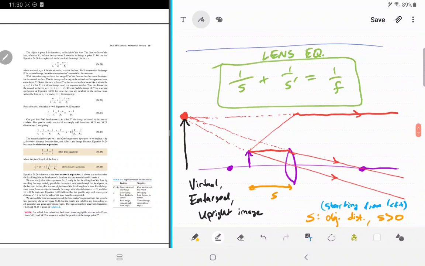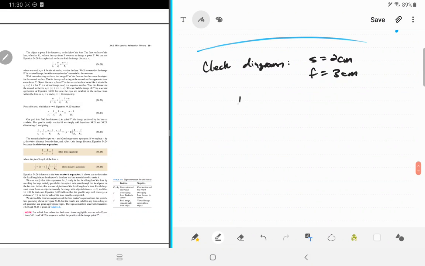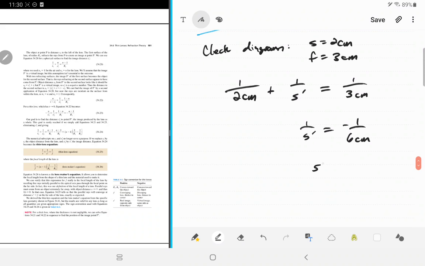So using our lens equation, we have 1 over S, 1 over 2 centimeters, plus, and this is the thing we're solving for, we don't know what S prime is, equal to 1 over 3 centimeters. So 1/3 minus 1/2 is negative 1/6. And so S prime looks like it's negative 6 centimeters.